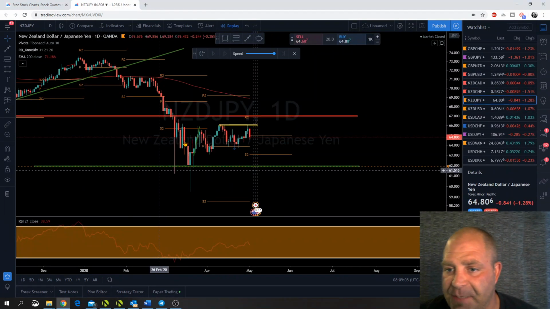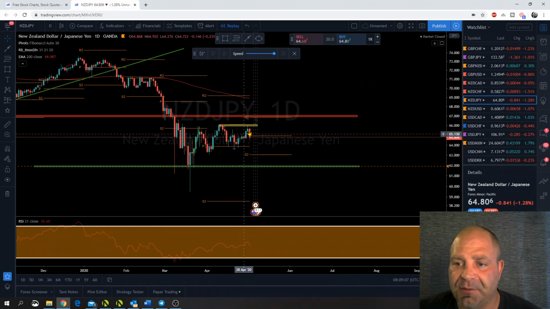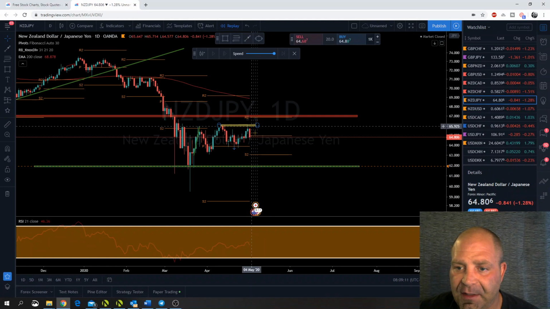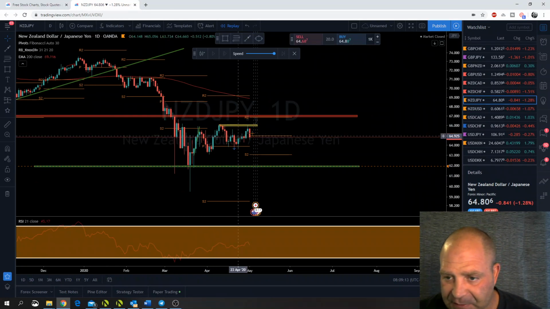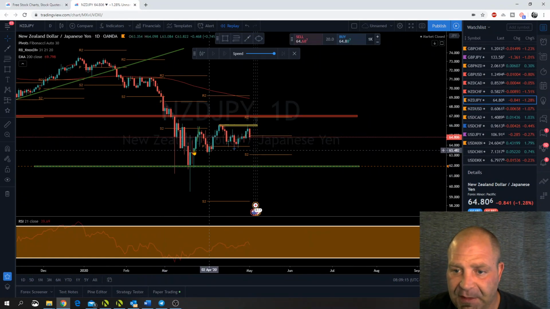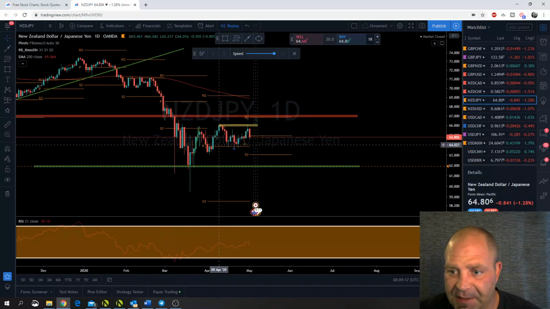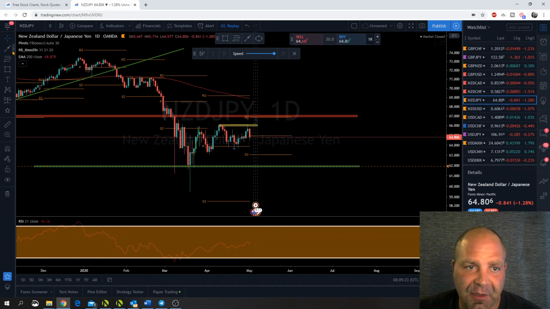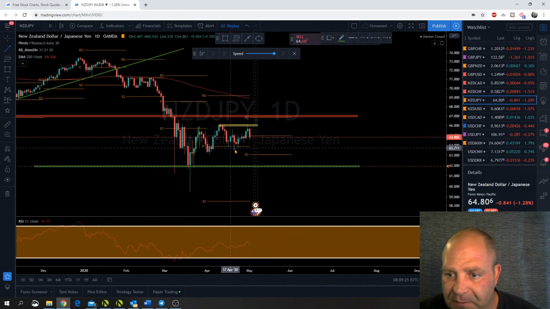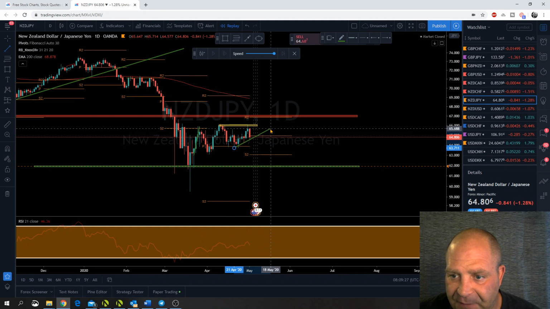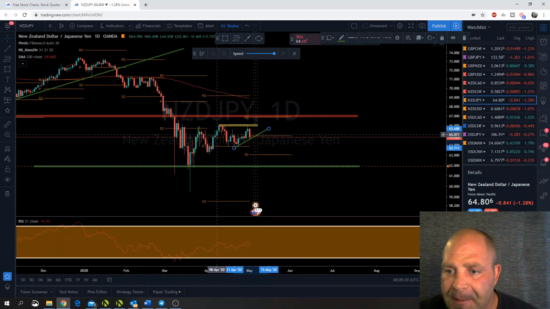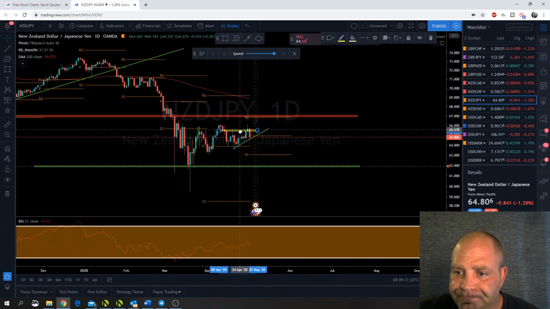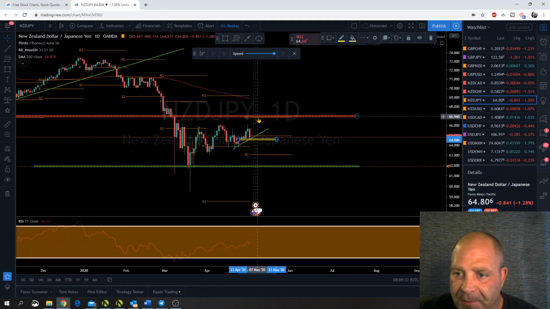NZD JPY. So, guys, look, we have a really good double top on the daily. To play this one perfectly safe is wait for another pull up here, or if we draw a smaller time frame trend line, wait for that break. Let's move our make or break right there.